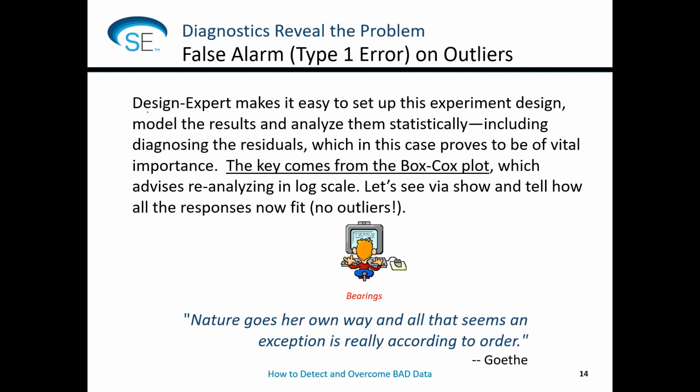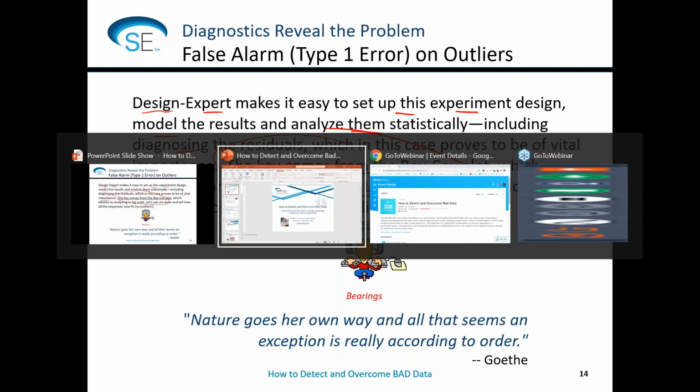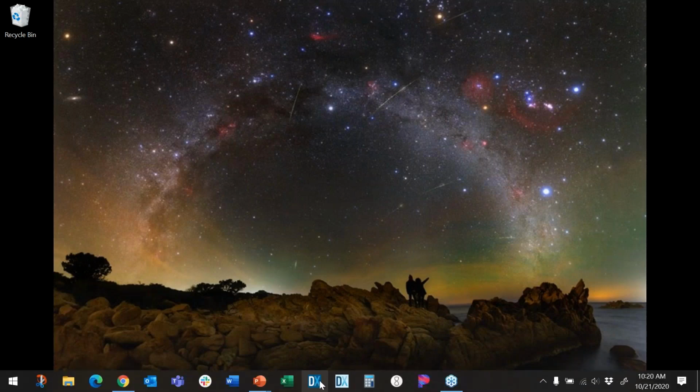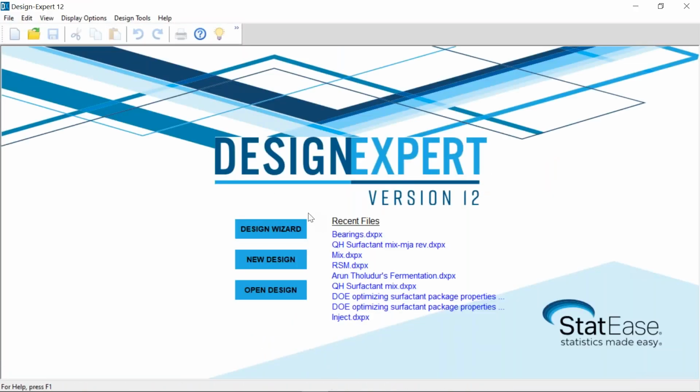So what I'll do is I'll bring up Design Expert now and show you how easy it is to set up this design. I'll rebuild it, model the results, and analyze them, including diagnostics, which in this case is going to be vital. And the key is going to be this Box-Cox plot. So let's take a look at this. I'll tab over and I'll open up Design Expert. So here's Design Expert, and I've got this bearings case teed up.